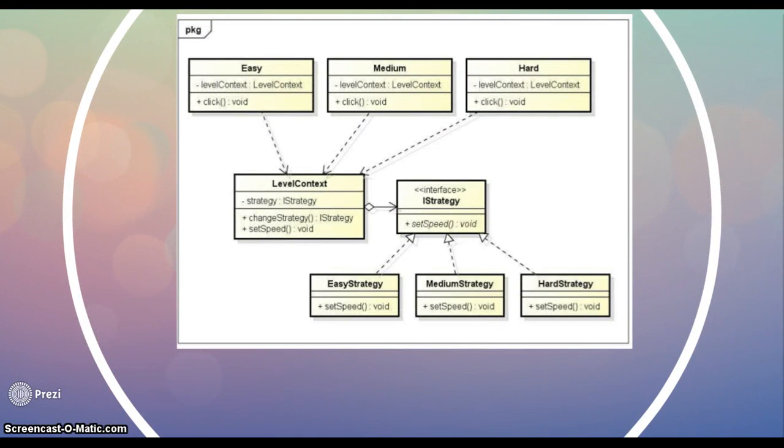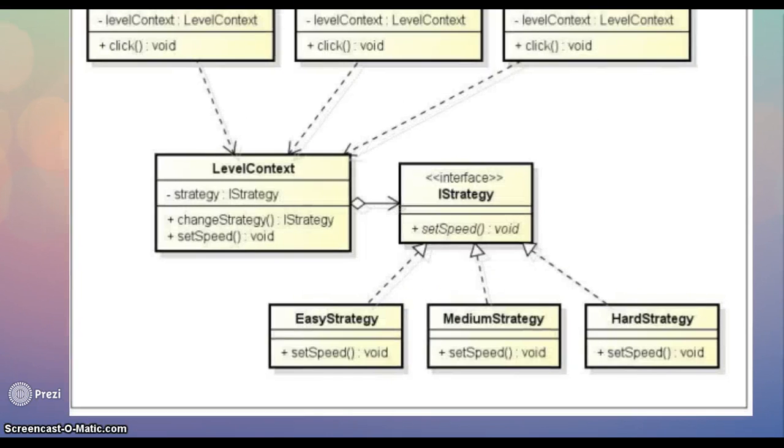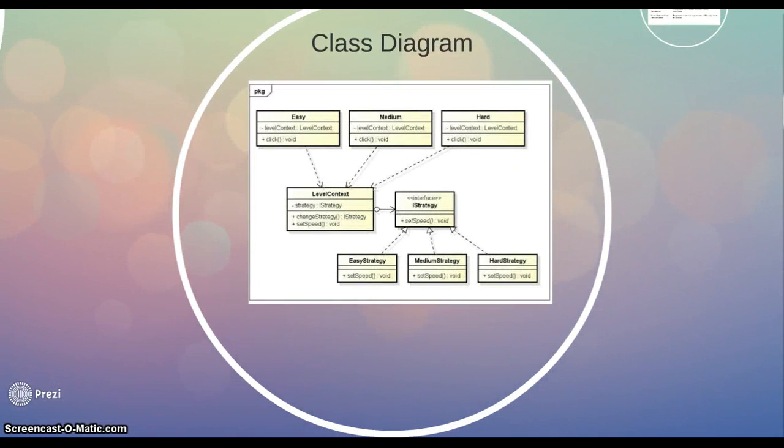Every time a user starts the game, he will be presented with the option to select the difficulty level of the game, which could be easy, medium, or hard. The request will be stored in the level context class. It will be passed on to the iStrategy interface, which then will delegate the request to the corresponding strategy subclass, which could be easy strategy, medium strategy, or hard strategy as per the requirement of the user.